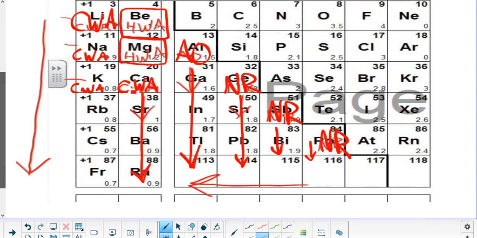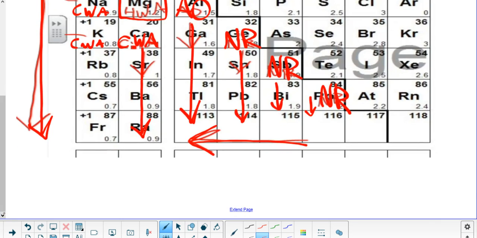All right, then you will also notice these arrows. So they point down and to the left. Put those arrows on, and that's showing you the reactivity trend for metals. So down here is very reactive because it's to the left and it's at the bottom. And up here would be not very reactive because it's up and to the right. So make sure you have those arrows as well.